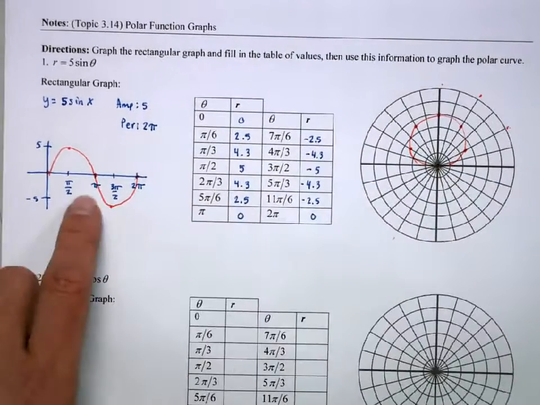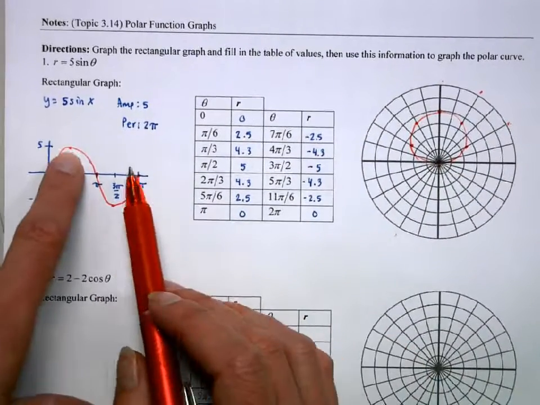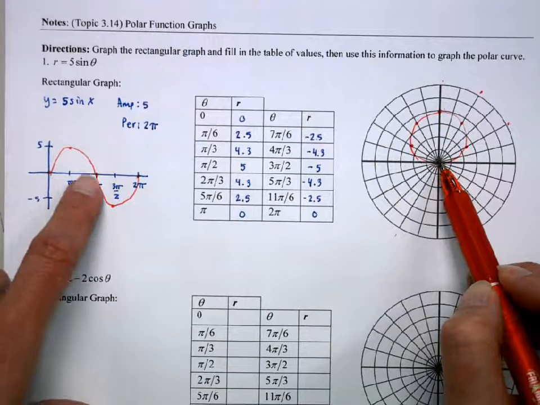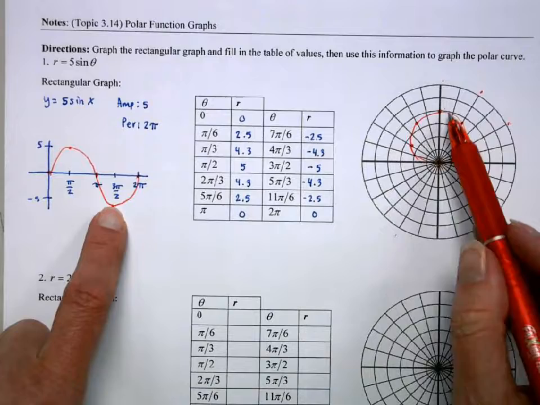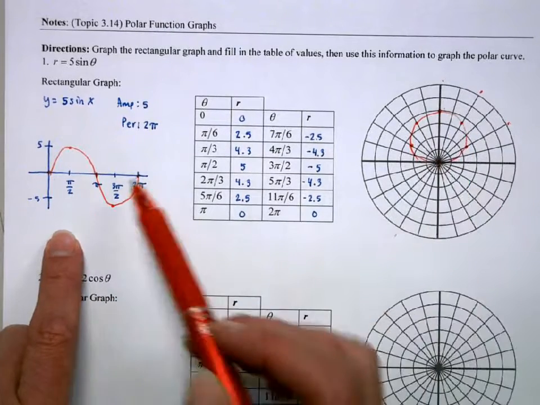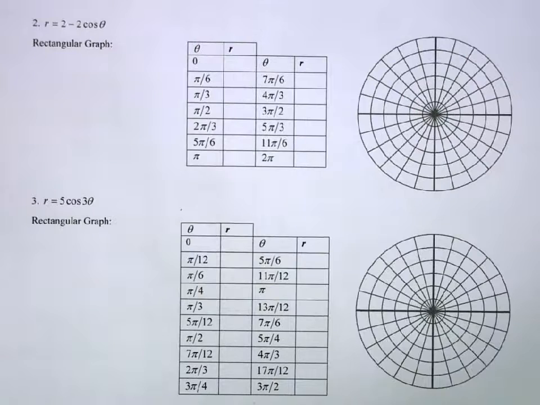Okay, so how does this relate to this curve? Well, at pi over 2, we're out at 5. 0 is at 0, pi is at 0, 3 pi over 2 is at negative 5. So we can arrive at the same sort of points just from this rectangular curve.